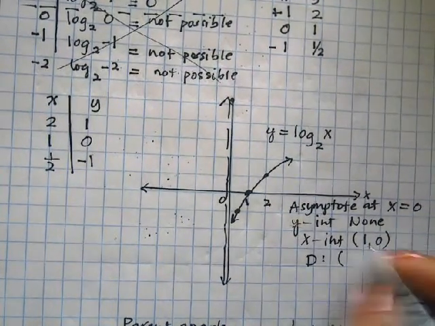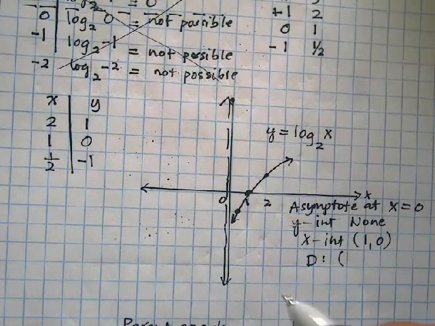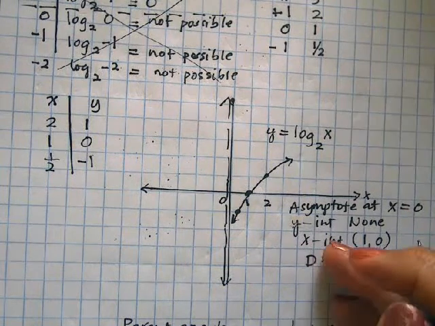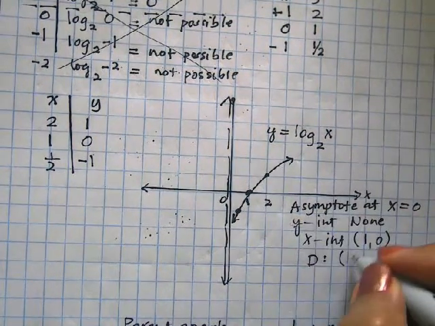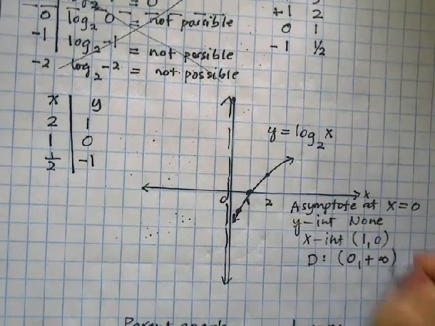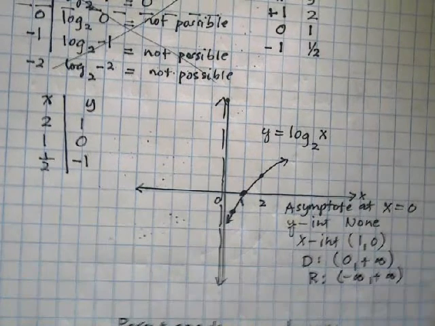Domain, what is our domain? Okay, so this is the inverse of the exponential. The domain becomes the range, and the range becomes the domain. So our domain here will be parenthesis 0 to positive infinity, and our range is all real numbers.